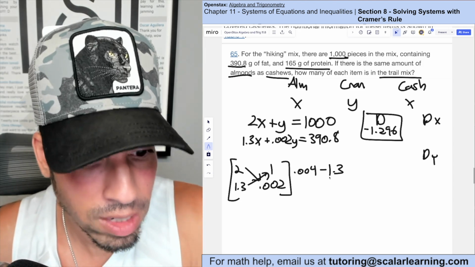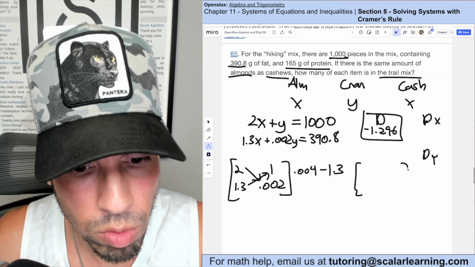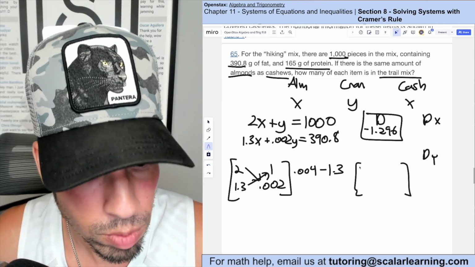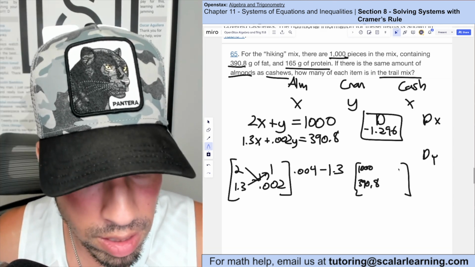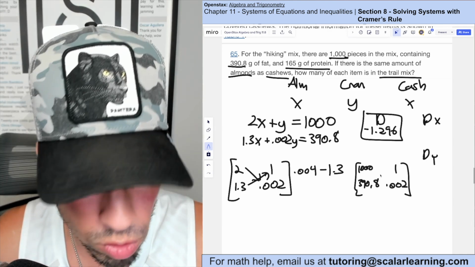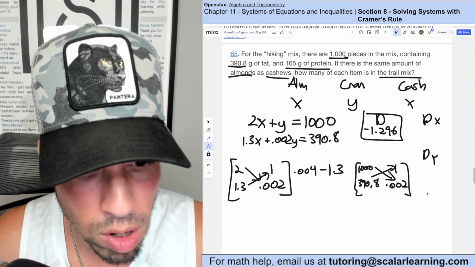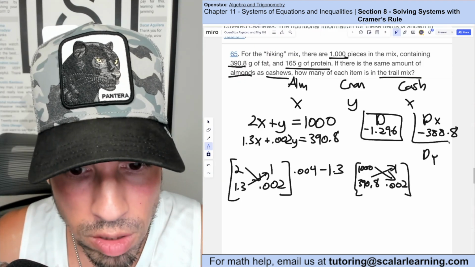Now let's get dx. We take that same matrix and we are going to replace the x column with these constants. So we got 1,000 and we got 390.8, and then the y's stay as is, 1 and 0.002. Now let's calculate the determinant, that product minus that product. Let's do it in Desmos. And we get negative 388.8. And that's our dx value.